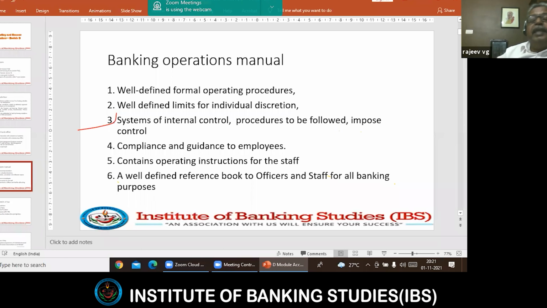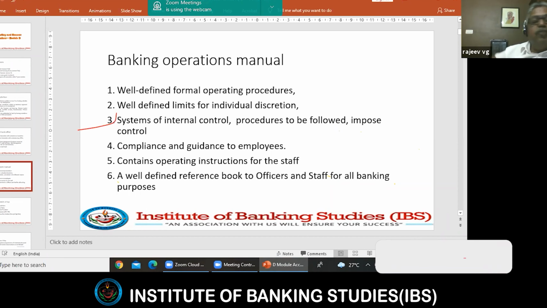What is a banking operations manual? What does it contain? They can give some statements and ask you to give the correct answer. So it is a well-defined reference book to officers and staff for all banking purposes. All the operational procedures will be there. So you have to remember that individual discretion will be available. Then compliance and guidance to employees, the different instructions will be there. It contains operating instructions for the staff.